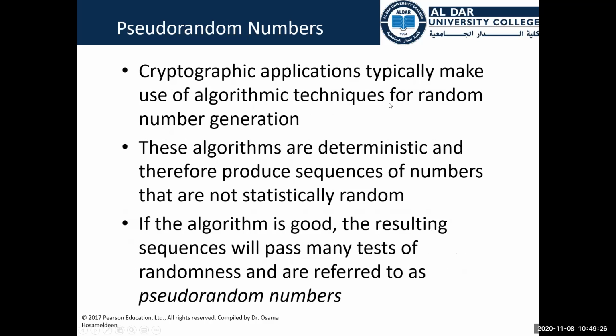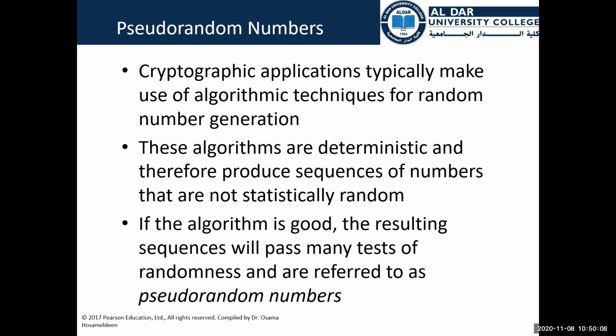Cryptographic applications typically make use of algorithmic techniques for random number generation. So they create pseudo random numbers using algorithms. These algorithms are deterministic. And the word deterministic here means they repeat themselves after a period, and therefore produce a sequence of numbers that are not statistically random. But we skip this with different techniques.